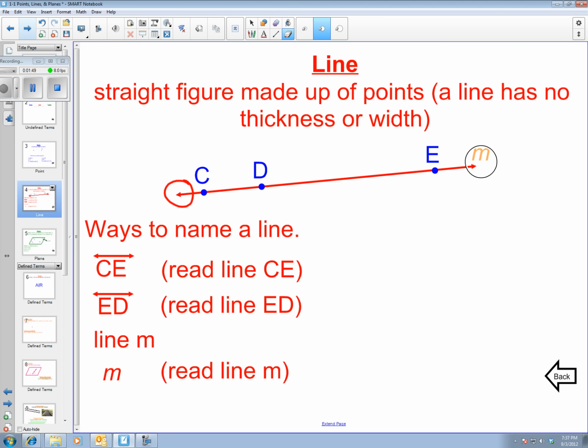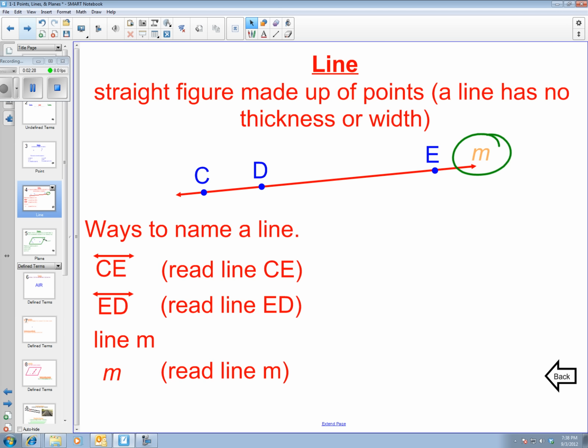You'll also notice that the line has a lowercase m on the end of it, and it is in italics. This again is very specific to a line. It can be any letter, but they are written in lowercase and in cursive. We also have the points C, D, and E on our line. We could have an infinite number of points on our line, but in order to make a line, we must have at least 2 points.